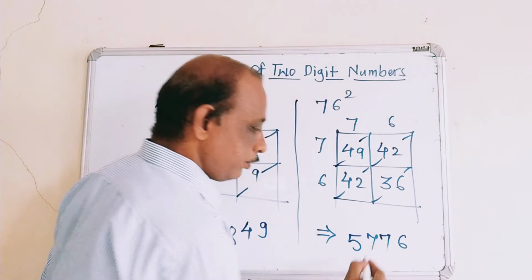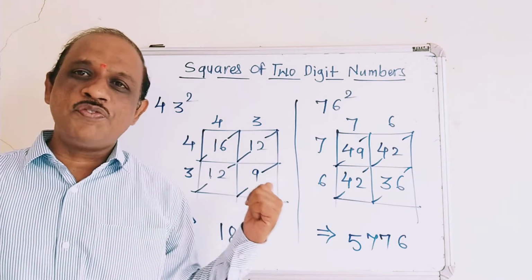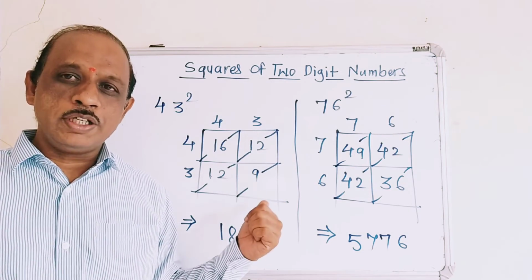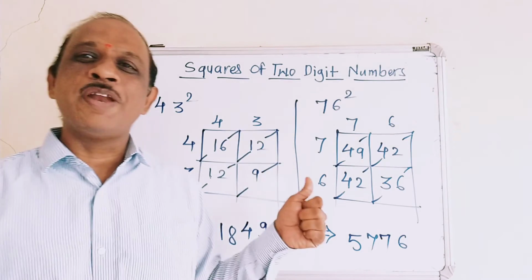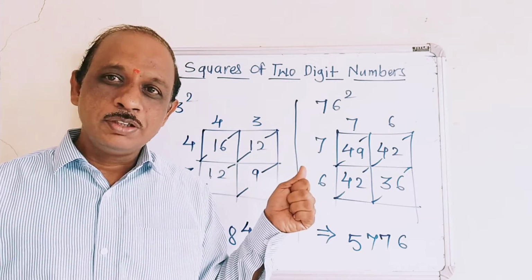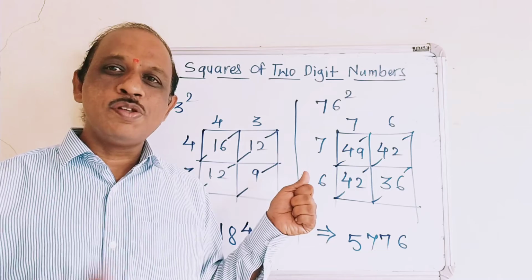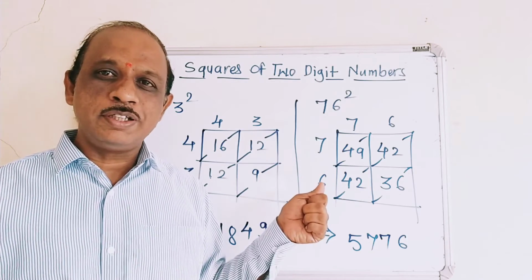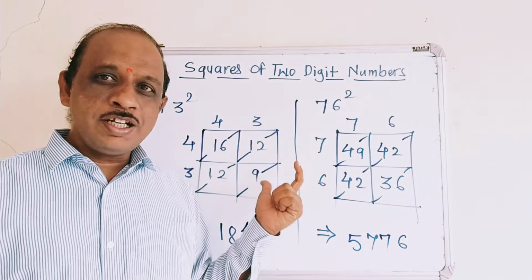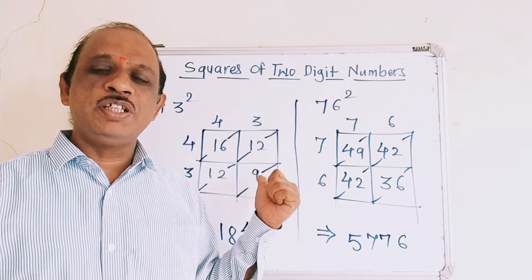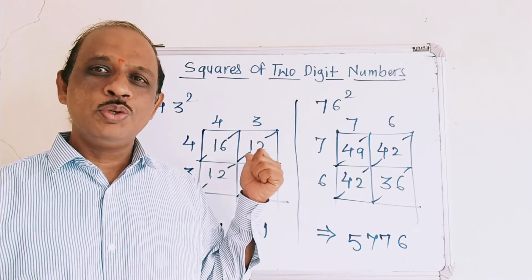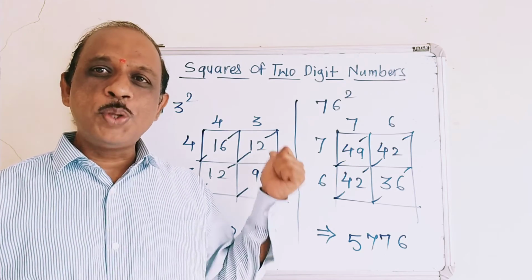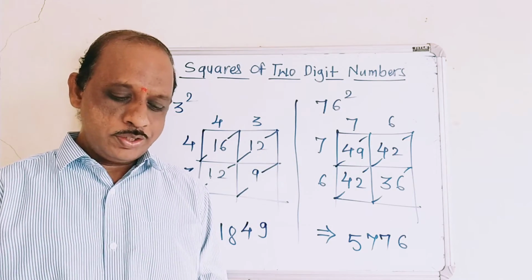This is how we are going to find out the squares of any 2-digit number. The numbers which are very close to the bases, you need to apply the below base method. The numbers which are slightly above the bases, you have to apply the above base method. And for other numbers, you can apply any one of these methods. Either you can apply the diagonal method or the method which I have shown you first. So it is up to you which method you choose.